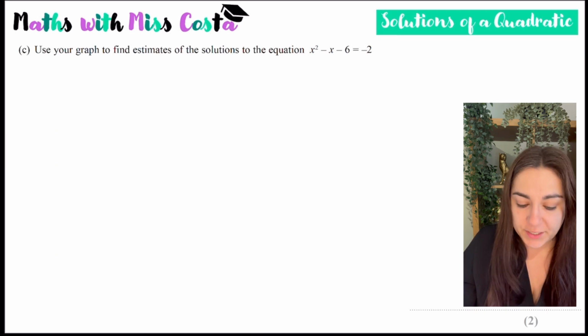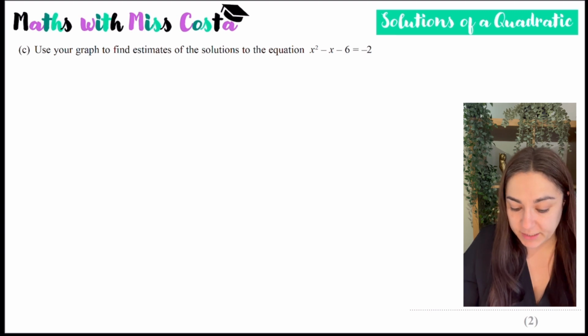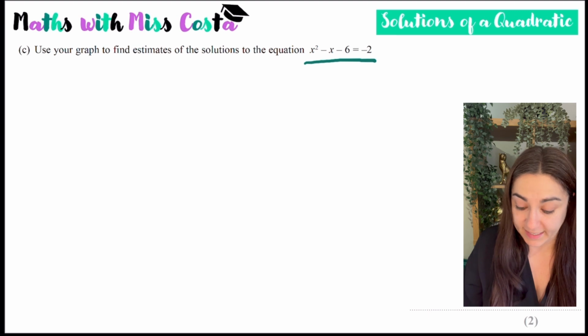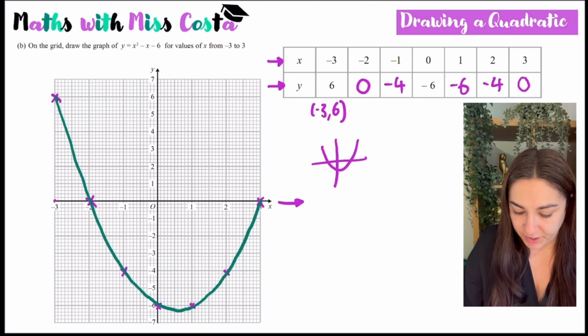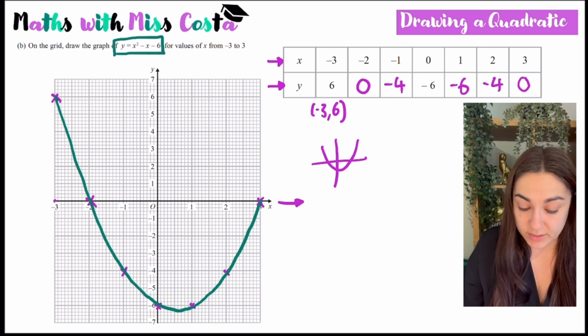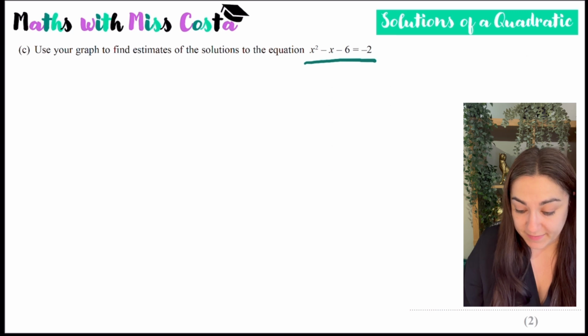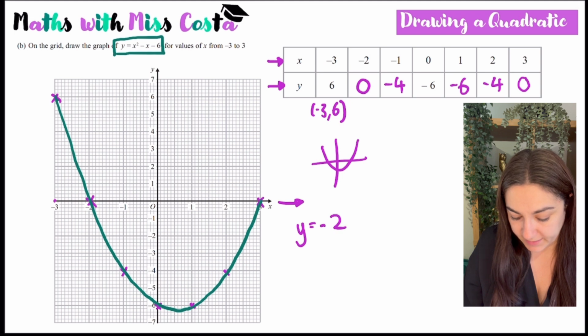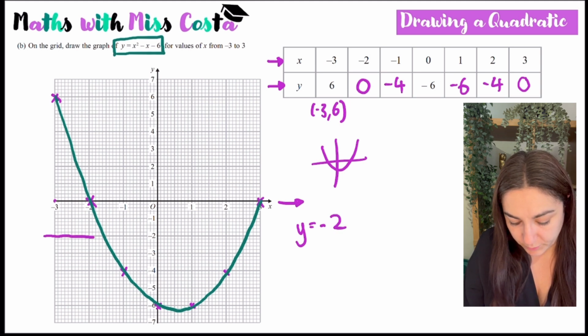And then it's saying use your graph to find estimates of the solutions to the equation x squared minus x minus 6 equals minus 2. So this is the graph of y equals x squared minus x minus 6, and I want to find the solutions for when the graph equals minus 2. So what I do is I draw the line y equals minus 2, which would be over here.